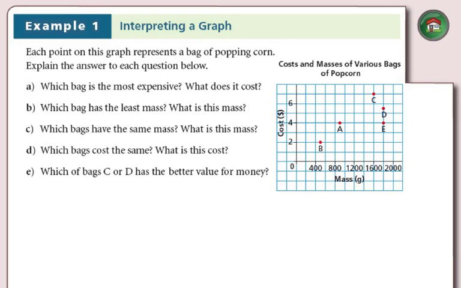So question A, which bag is the most expensive and what does it cost? We're looking for the highest cost. Since cost is on the y-axis, the highest point on the y-axis is at point C. What does it cost? Well, C lines up here, which doesn't have a label, but looking at the scale on that y-axis, every second tick is worth 2, so every tick is worth 1, it would be worth $7.